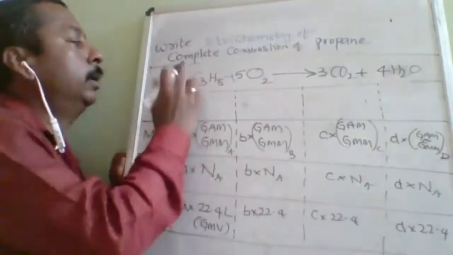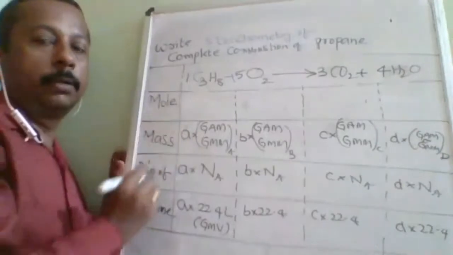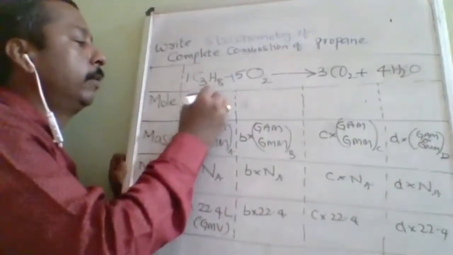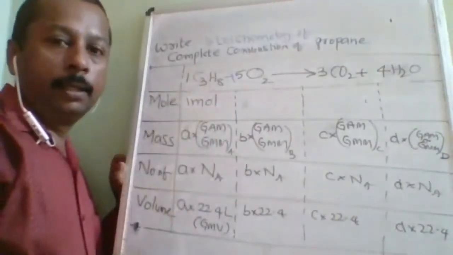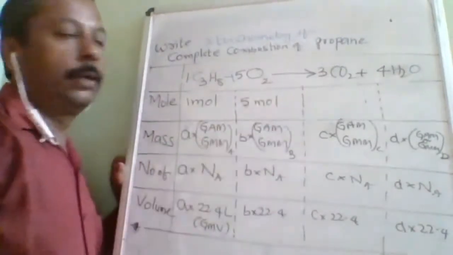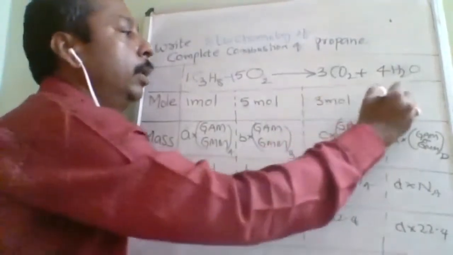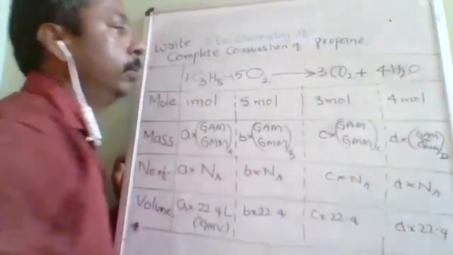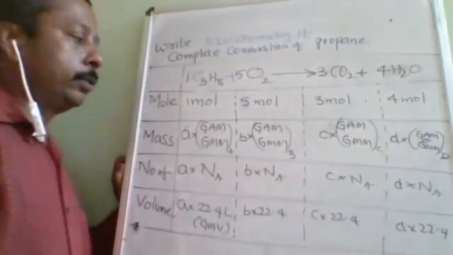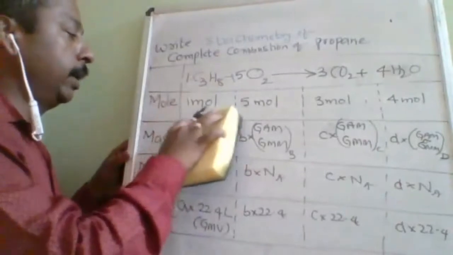So when you compare it to the previous formula, here in place of a, what is it? a is 1. That means 1 mole of propane reacts with 5 moles of oxygen to form 3 moles of CO2 and 4 moles of H2O. Like that, I am modifying the entire formula.